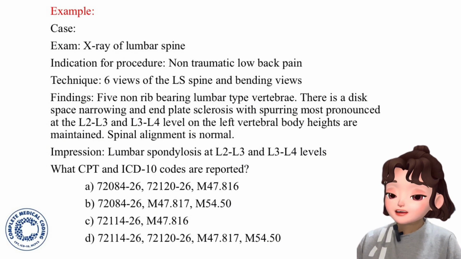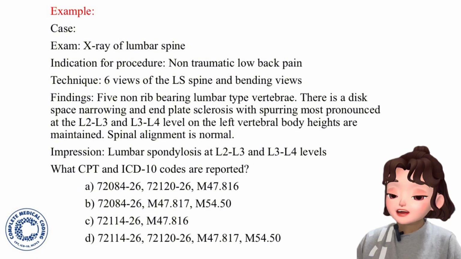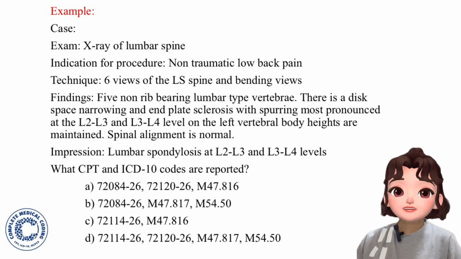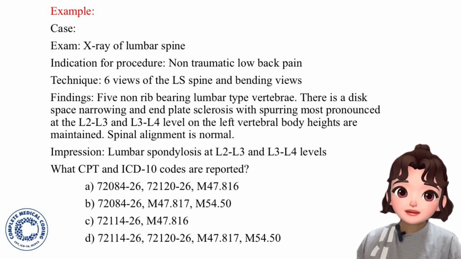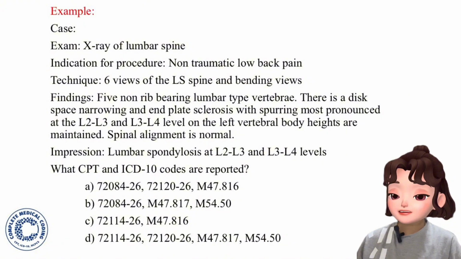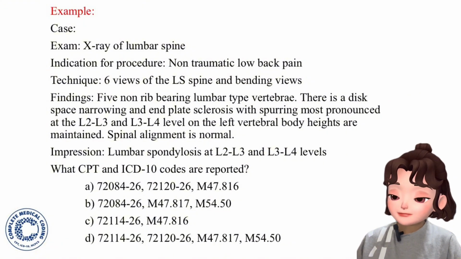72084 is radiologic examination, spine, entire thoracic and lumbar, including skull, cervical and sacral spine if performed. Minimum of 6 views. This is spine, thoracic and lumbar. No, we need only lumbar spine. So that CPT code is wrong. What is 72114?